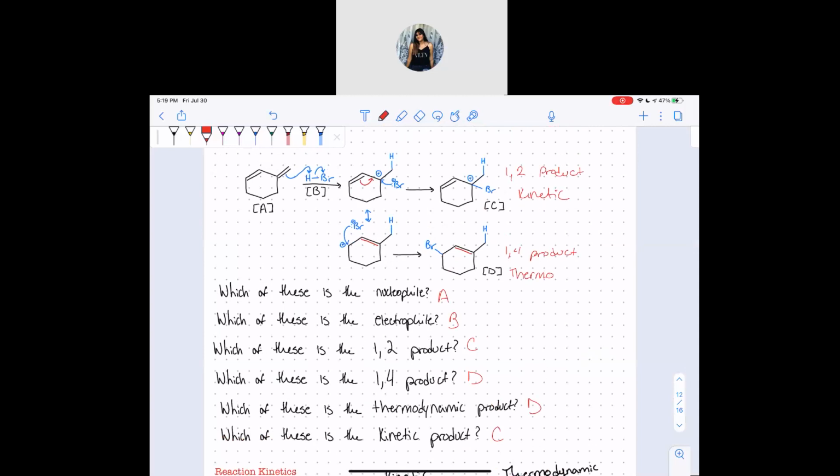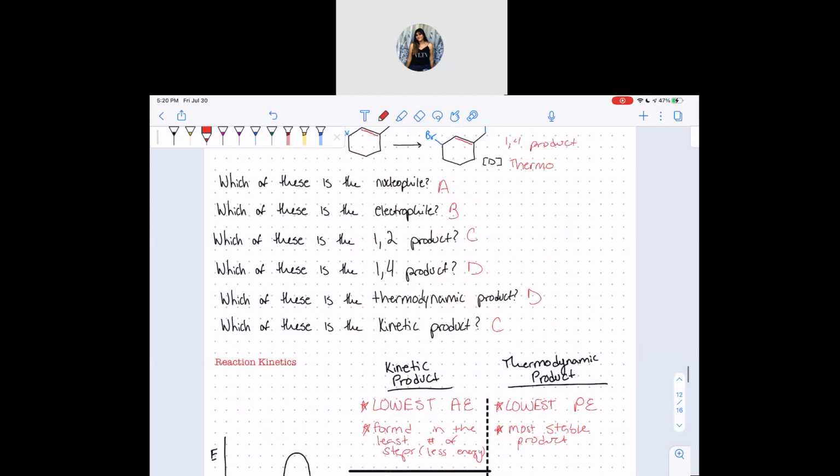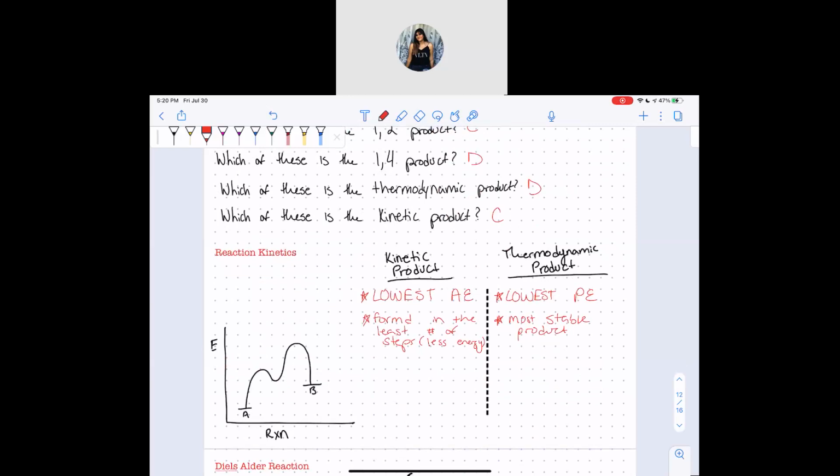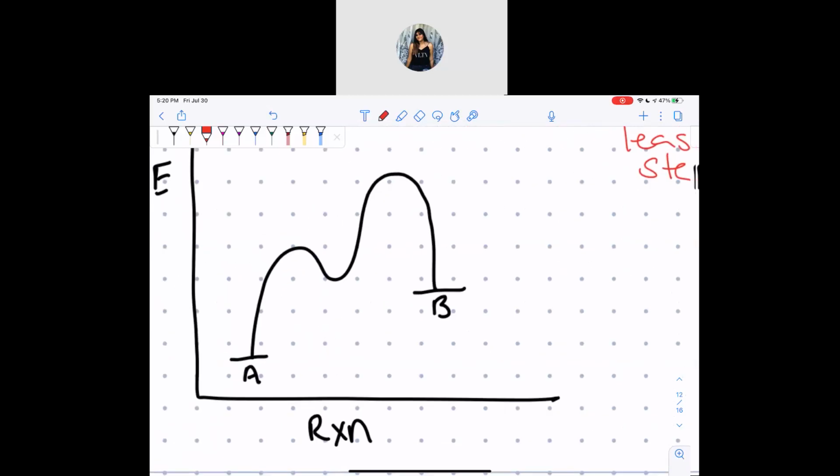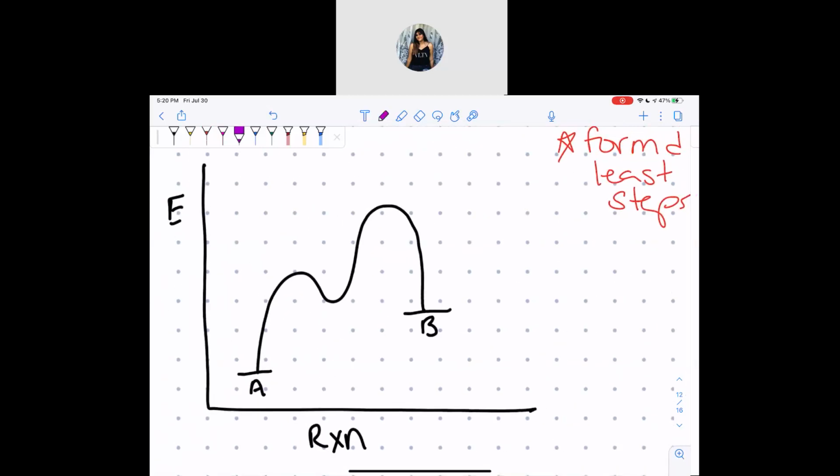Okay. So, ta-da. This is 1,2 and 1,4 addition reactions. And we have our lovely kinetic thermodynamic product information. So let's go ahead and look at this, right? So this guy is going to be the starting material. And these two are the different pathways. I know that's a little bit different than the reaction diagrams you're used to seeing. But you know, just stick with me on this one.